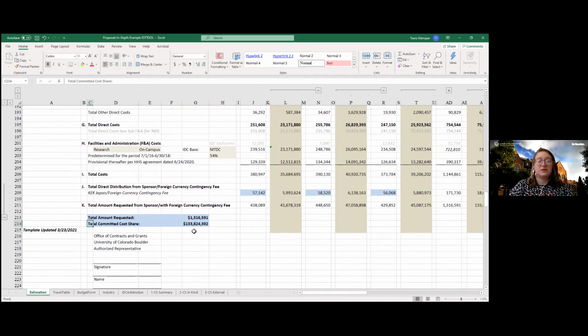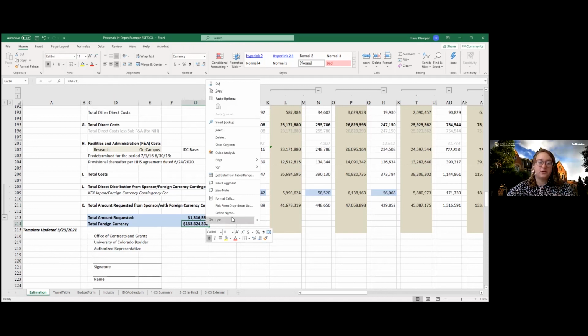In our case, we've repurposed the cost share columns to be foreign currency. So we're going to change this label to make sure that we're being accurate. We're going to say total foreign currency. And if you notice, it's formatted for dollars right now. To change that, we're going to right click, format cell.